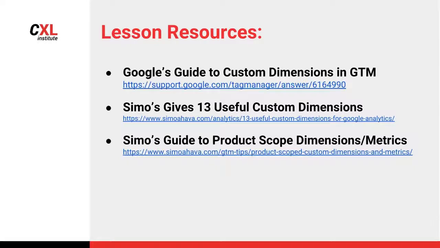Then take a look at Simo's Guide to Product Scope Dimensions and Metrics. This is exactly what I was talking about just minutes ago, where we were talking about maybe t-shirt size or color, something like that, where you can really enhance the reporting that's available to you and the types of questions that you're going to be able to answer now because you will have data, because you're going to be able to customize your own analytics implementations.